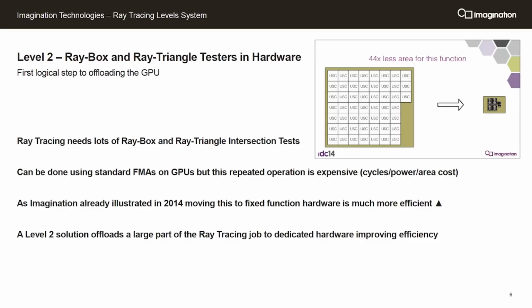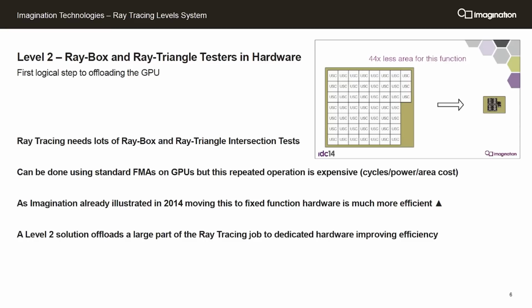Now, if you remember about ray tracing, the idea is you trace, so follow the path of a ray of light and see what it interacts with, what it intersects with in the scene. So basically to do that, you need what they call ray box and ray triangle testers to see whether a triangle and a ray are actually meeting each other. And then you can say, right, now we can look at the color and everything of that particular intersection.